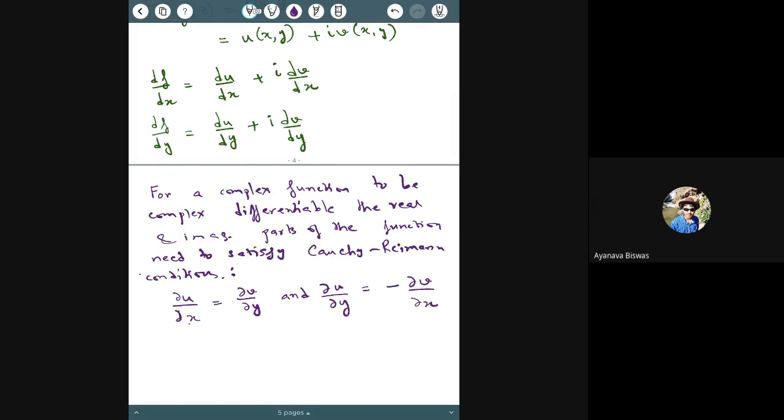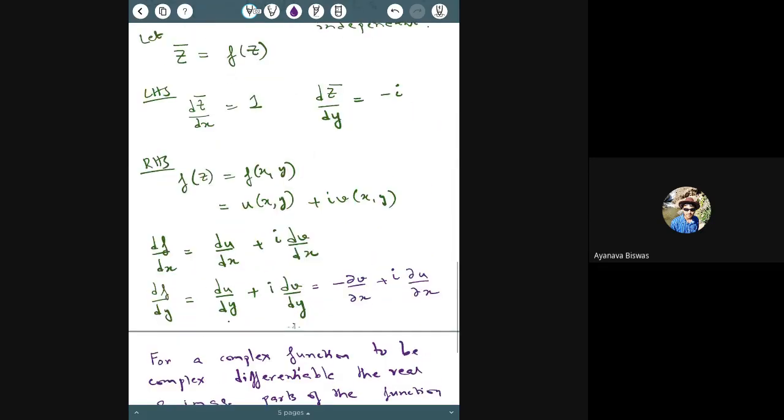So from here we can replace our quantities. So we can use the Cauchy-Riemann conditions. So del u del y, that is this, is equal to minus del v del x, plus I into del v del y, that is del u del x. Okay. So let's call this equation 1, equation 2. This is equation 3, this is equation 4. So I compare equation 1 and 3.